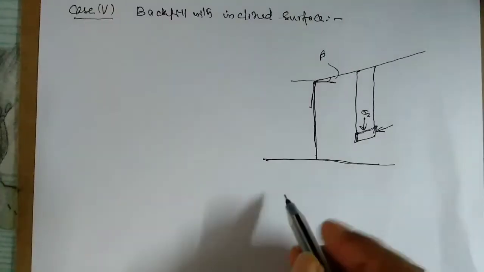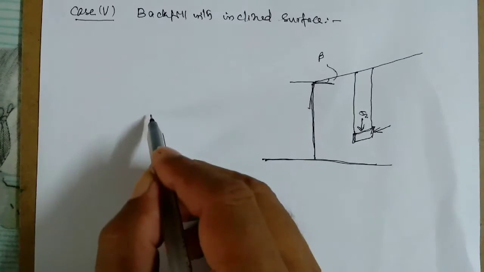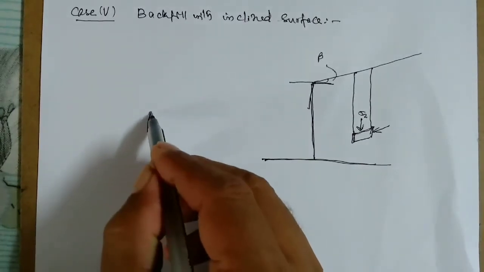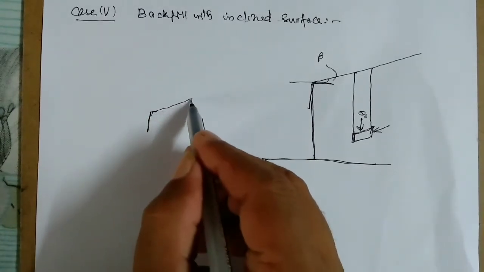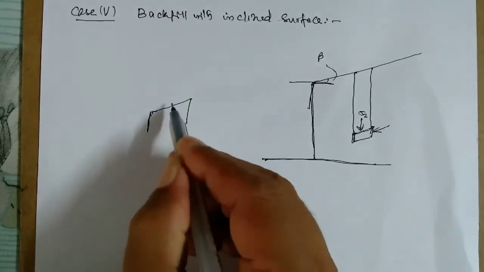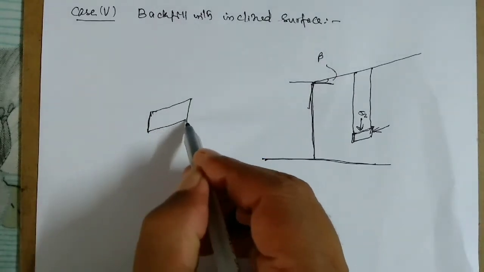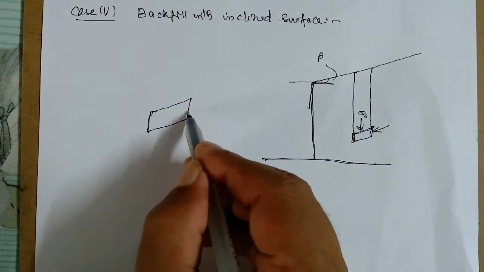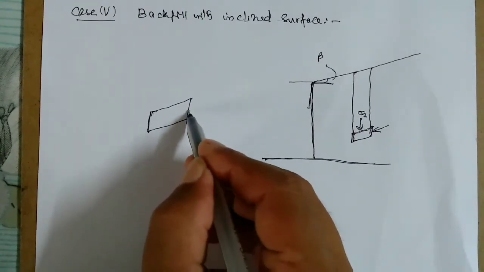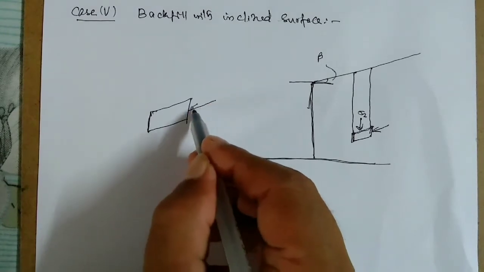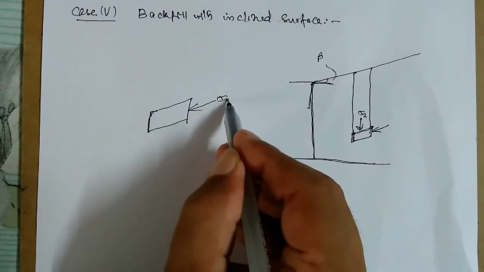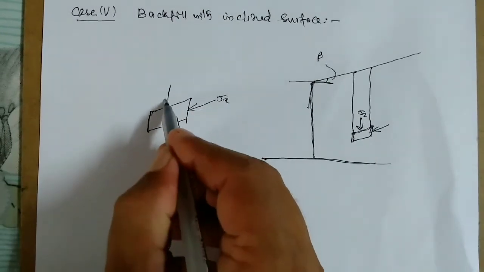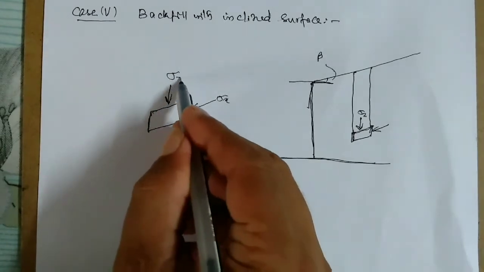Now the element is seen to have inclined top and bottom surfaces, but vertical side surfaces, carrying lateral pressure as sigma X and vertical pressure as sigma Z.